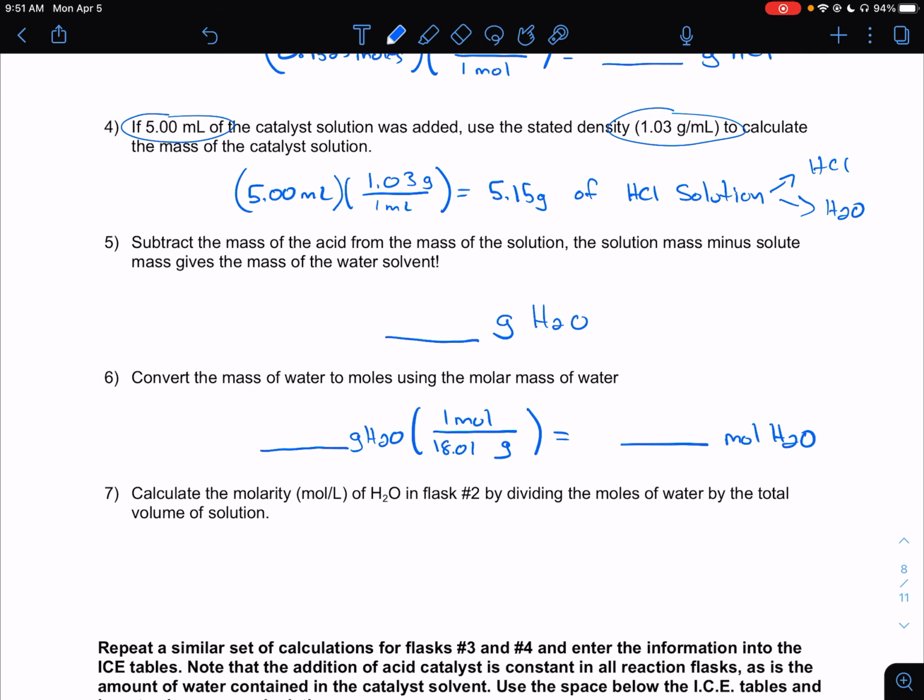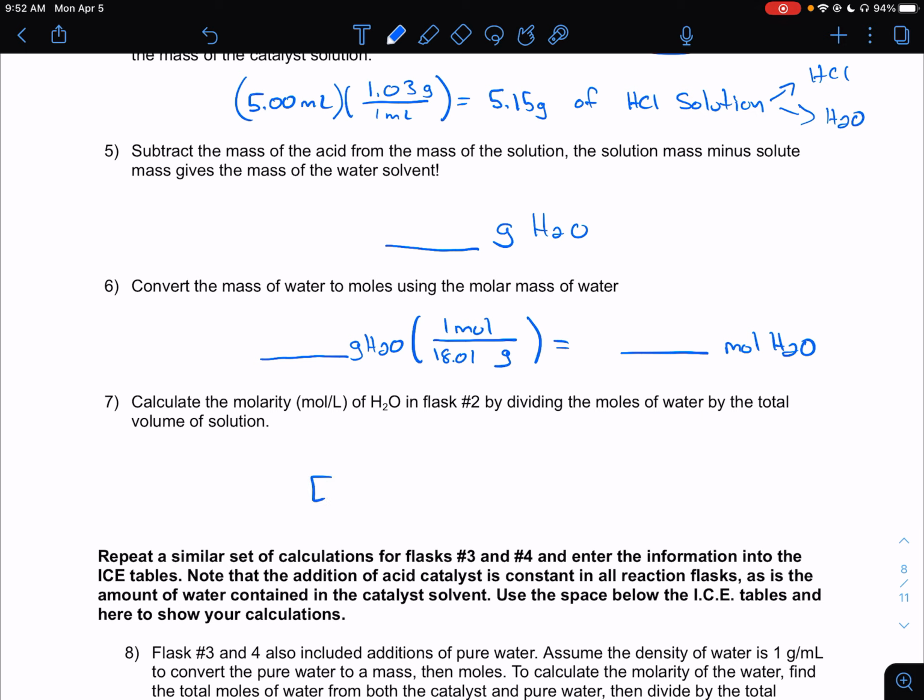So then finally, once you have moles of H2O, to find the molarity of H2O, it's just going to be the moles of H2O divided by our total volume, which again was 0.01 liters. All right. So again, the moles of H2O would go here, divided by 0.01 would give us our initial concentration.